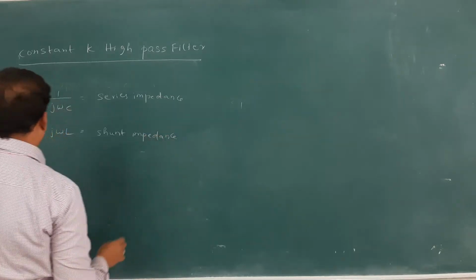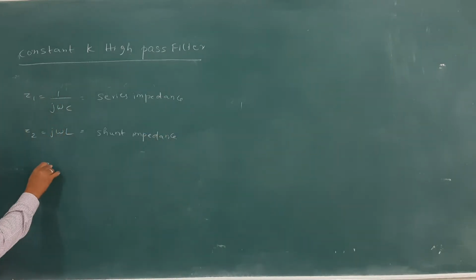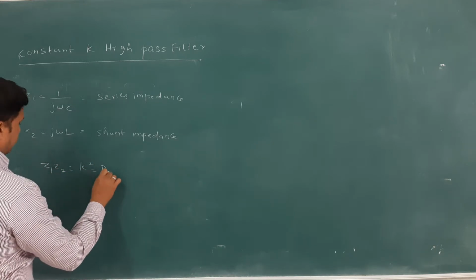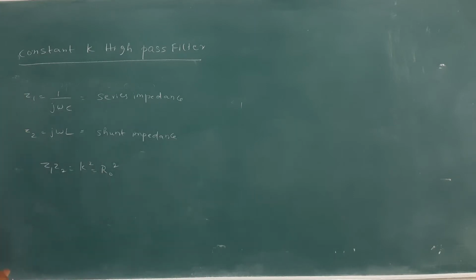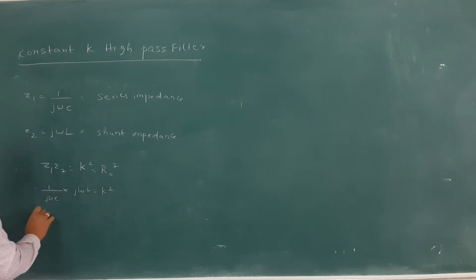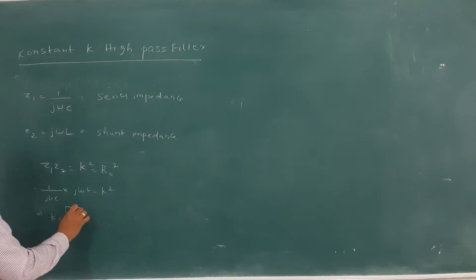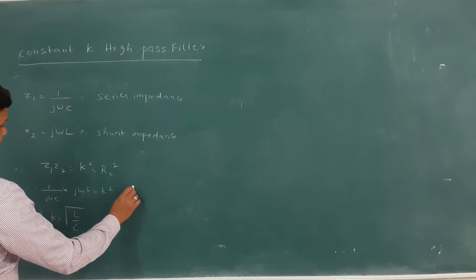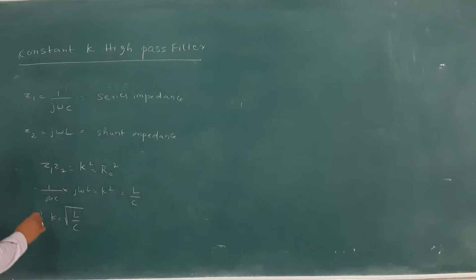If we have both these, series and shunt impedances, now we will take the product Z1 Z2, which is equal to K square, or we can also say R naught square. Now Z1 into Z2 is equal to 1 by j omega C into j omega L, which is equal to K square. This implies that K is equal to root of L by C. The j omega cancels, and L by C remains. So K is equal to root of L by C.